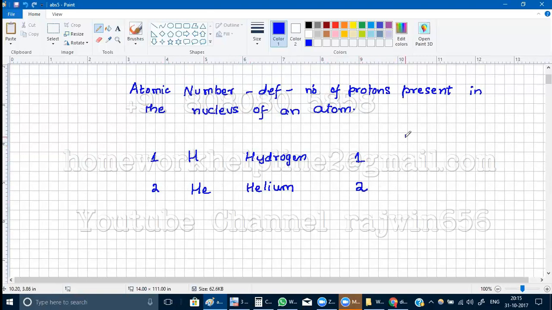Now we talk about valency. Valency is the combining capacity of an element. The first orbit cannot have more than 2 electrons. Hydrogen is already having 1 electron over here. In order to make 2 electrons in the first orbit, it needs 1 more electron. Therefore, valency of hydrogen is 1.